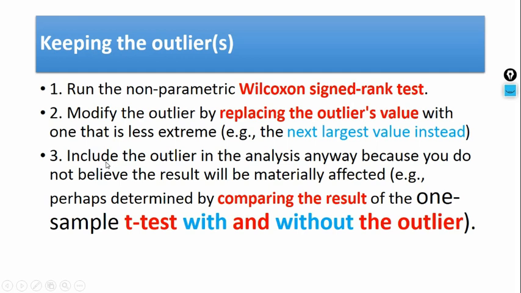Third option, include the outlier in the analysis anyway because you do not believe the result will be materially affected. This means we will perform the t-test keeping the outlier and without keeping the outlier. If it does not make any difference, then we can select the t-test with outliers.